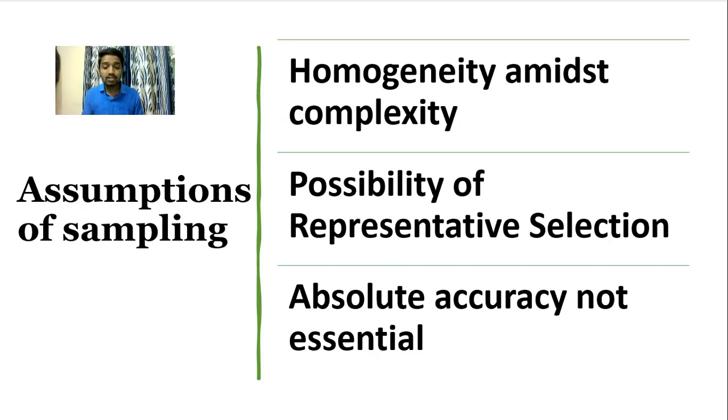Then, absolute accuracy, not essential. Here absolute accuracy is not that essential, because even when you have a 99% confidence level, you will have at least 0.5% of margin of error. So absolute accuracy is not essential.